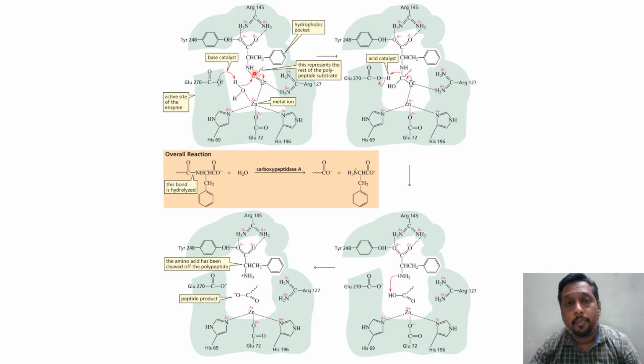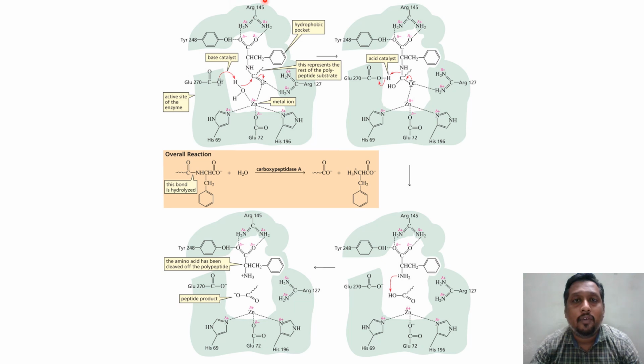Now, the zinc bound water increases the acidity of this water, thereby glutamate 270 acts as a general base catalyst to remove a proton from the water. Now the OH minus, which is nothing but zinc bound hydroxide, will initiate the nucleophilic attack.